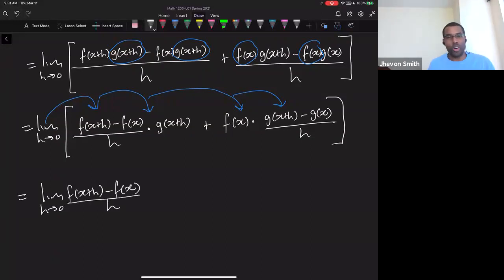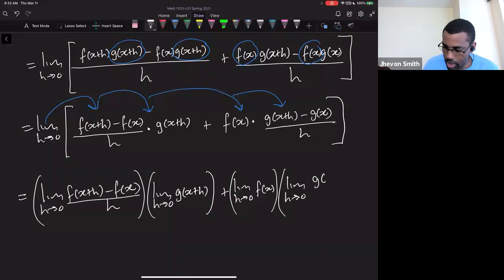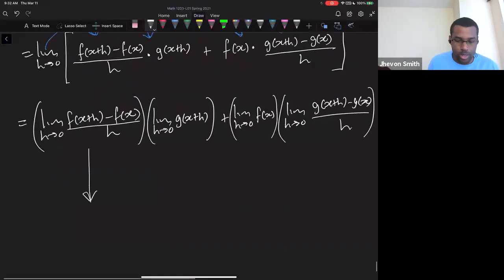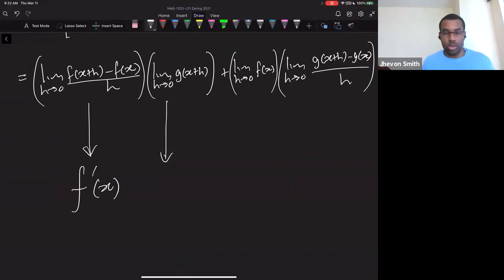That's just like a sentence we've heard so often now, we know what that is automatically. Times the limit as h approaches 0 of g of x plus h, plus the limit as h approaches 0 of f of x times the limit as h approaches 0 of g of x plus h minus g of x all over h. Now that guy is what? Well, that's the derivative of f, isn't it?